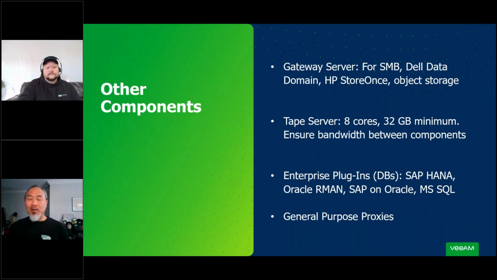Okay, so we're also going to move on to talk about some other components that you may want to put into your Veeam architecture. The first one we've already touched on a little bit is the gateway server. This is a component that you need for any repository that is not able to house the Veeam transport agent. So in this case, for example, SMB or file share repositories will need a gateway server, as well as deduplication appliances like Dell Data Domain or HP StoreOnce. And also you'll need a gateway server if you want to use object storage as your repository.